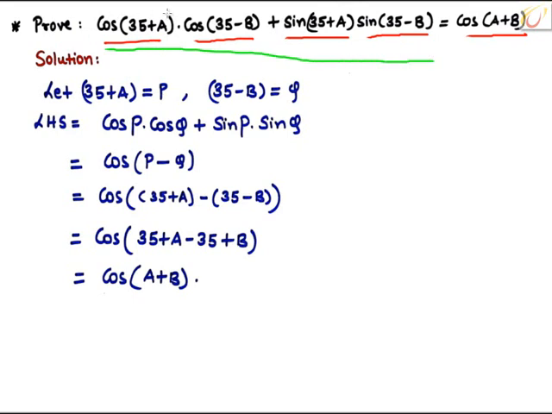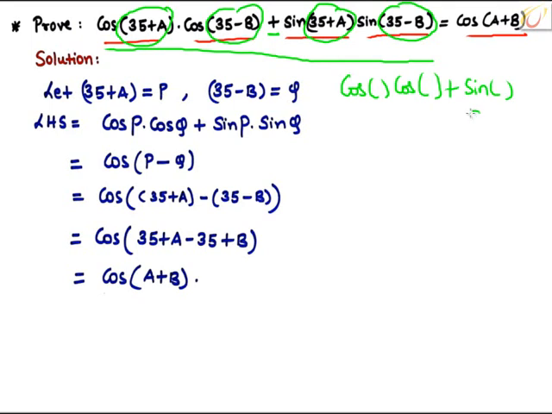There is cos of an angle multiplied by cos of another angle plus sine of an angle multiplied by sine of another angle. So do you find a trend? Cos into cos plus sine into sine. If you look at your formula sheet, somewhere it will click that let us put 35 plus A as P, 35 minus B as Q. So what do we get? Cos P multiplied by cos Q plus sin P multiplied by sin Q. This is the formula of cos (A minus B). So you get cos (P minus Q).